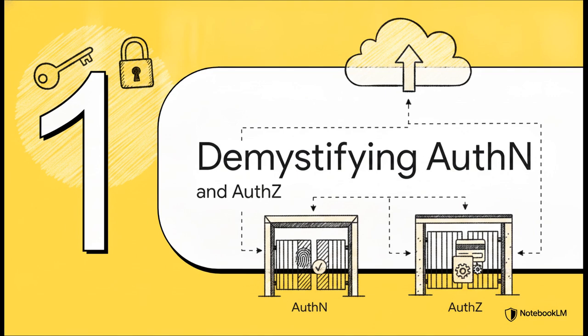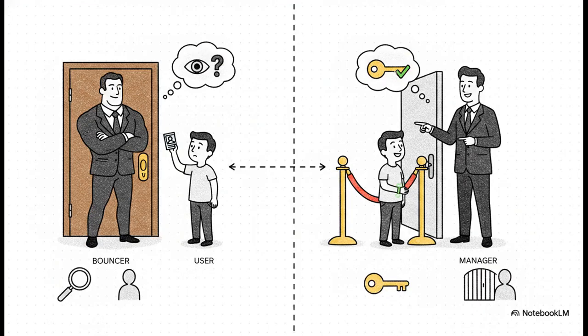Section 1. Demystifying AuthN and AuthZ. Think of AuthN, authentication, as the bouncer at the front door of an exclusive high-end club. That bouncer's only job is to rigorously check your ID. They might look at a password, demand a one-time passcode from your phone, or maybe even scan your biometric data just to ensure you are exactly who you claim to be.